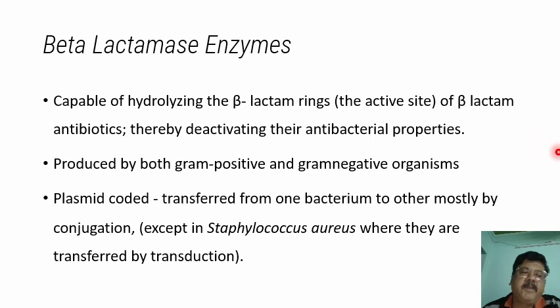Beta-lactamase enzymes are capable of hydrolyzing the beta-lactam rings of beta-lactam antibiotics, thereby deactivating their antimicrobial properties. They are produced by gram-positive and gram-negative organisms, plasmid coded, and transferred from one bacterium to another, mostly by conjugation, except in Staphylococcus aureus, where transduction is the mechanism of transfer.